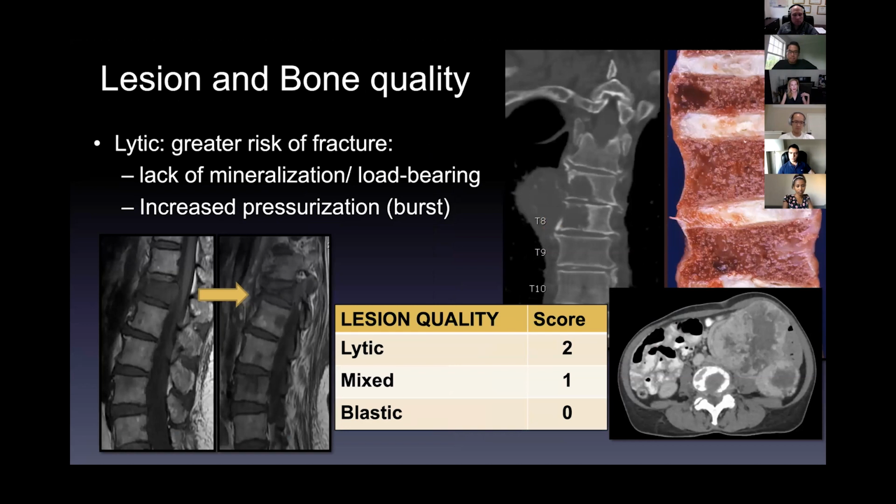So we'll move on. What is it? Is it lytic or blastic? We know that all METs are actually a combination of both. It's which process is predominating, what's inhibiting the osteoclast versus the osteoblast, but that makes a difference.